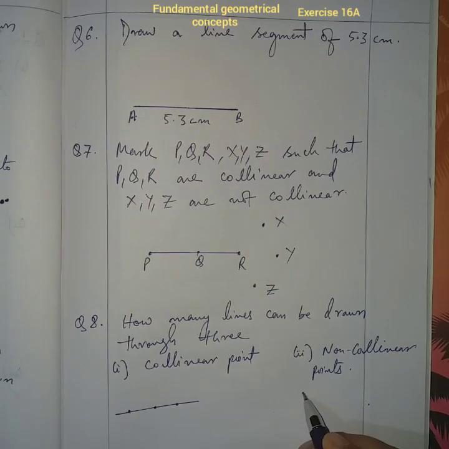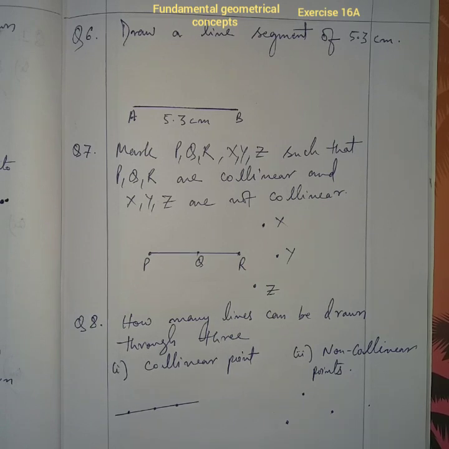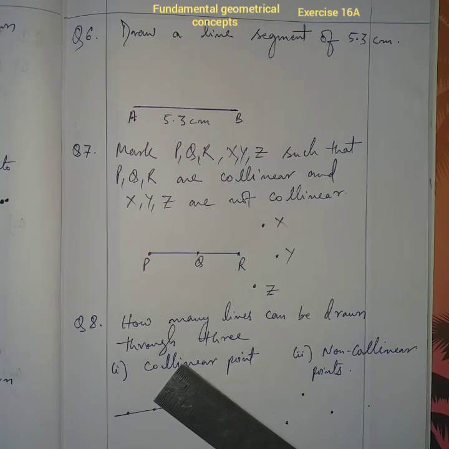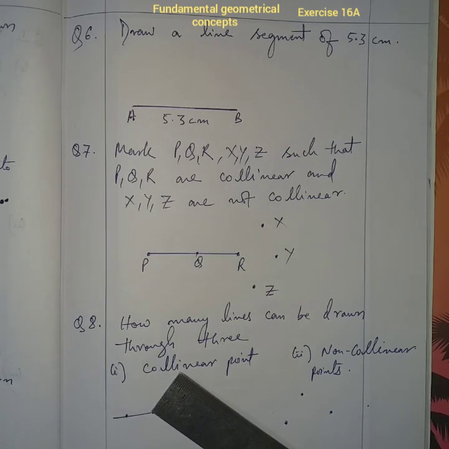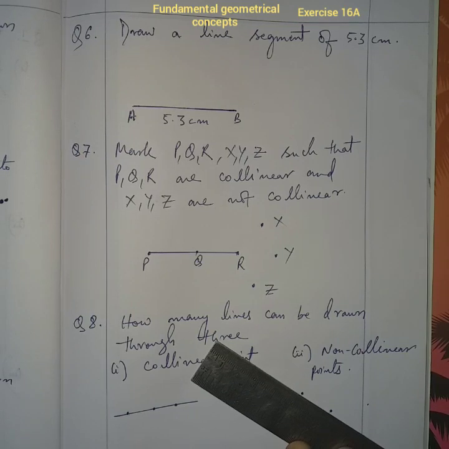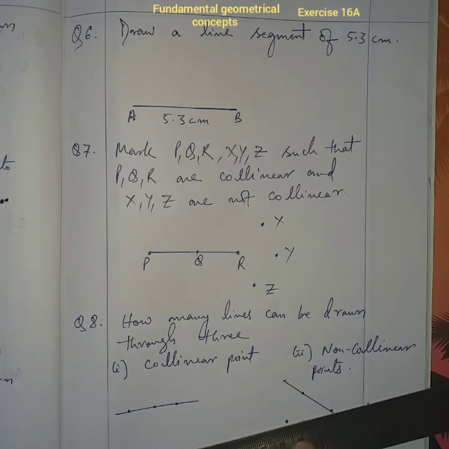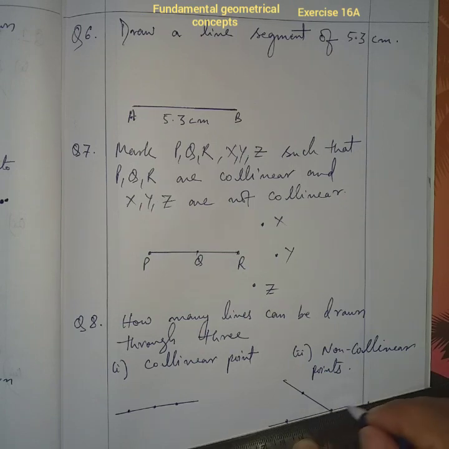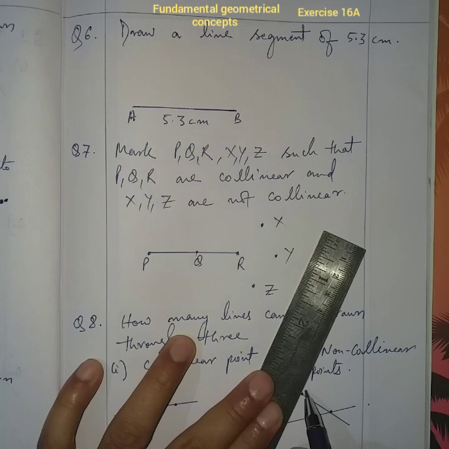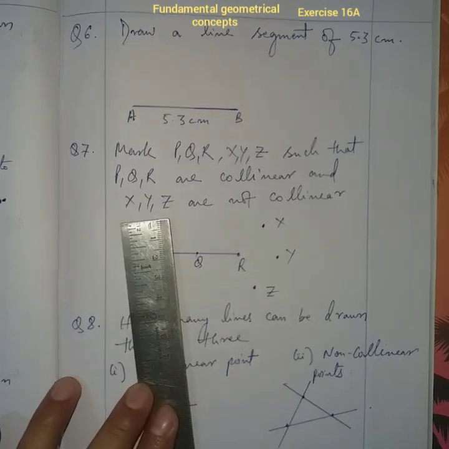And here suppose these are non-collinear points. So here how many lines can pass through these three non-collinear points? You see here, this is one line, here is another line, here is another line. So three lines can be drawn through three non-collinear points.